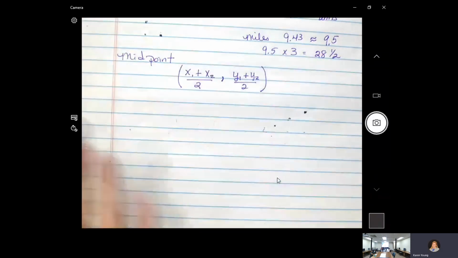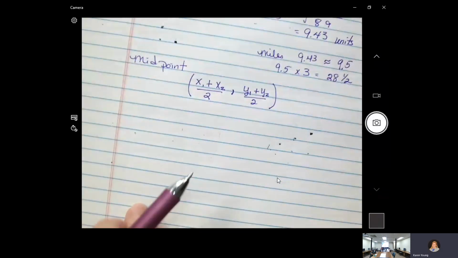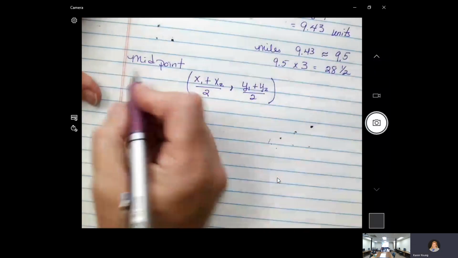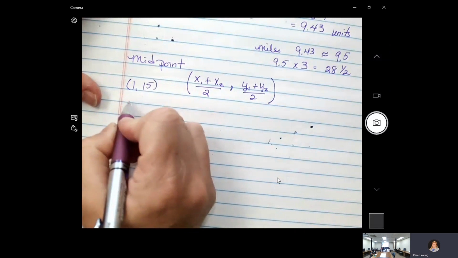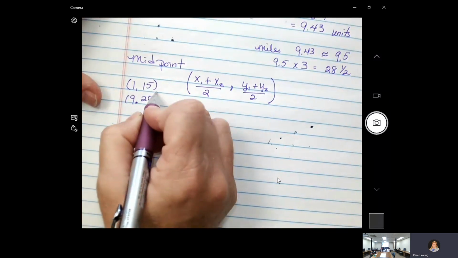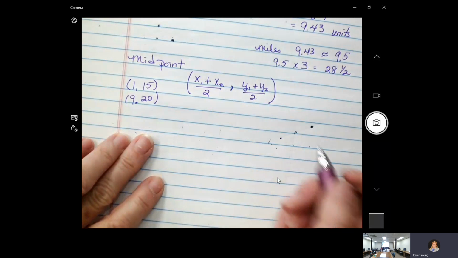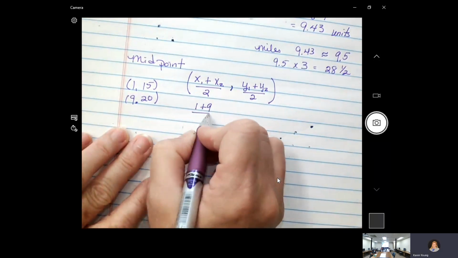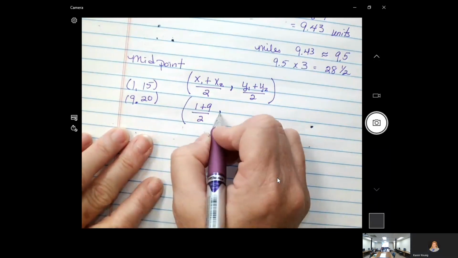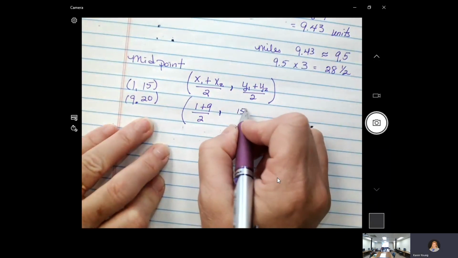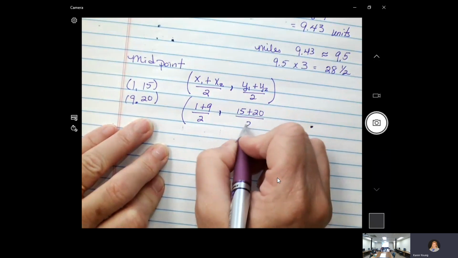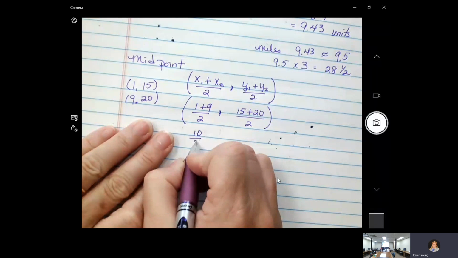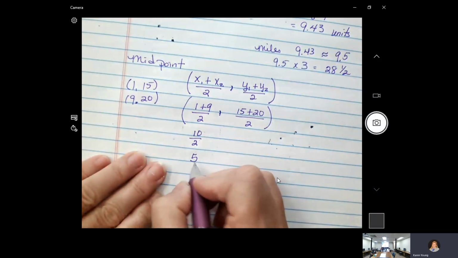So then I could go back to Walnut Ridge and Corning. If I wanted to know what is the halfway point, then I'm going to use the 1 and 15 again, and the 9 and 20. What's the ordered pair? Okay, so I'm going to do the sum of my x's. So 1 plus 9, divide that by 2. The sum of my y's, 15 plus 20, and divide it by 2. So 1 plus 9 is 10, divided by 2, that gives me 5. So my x is 5.